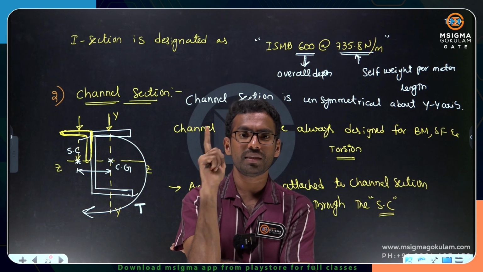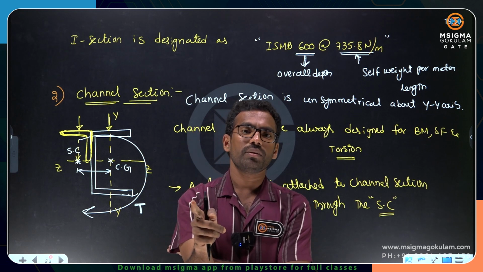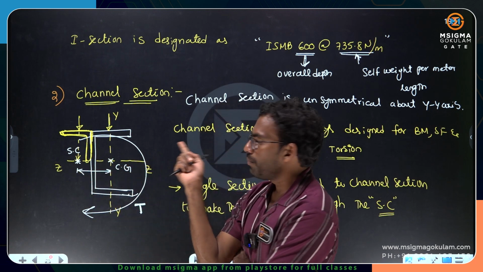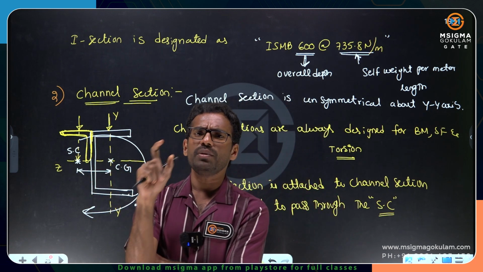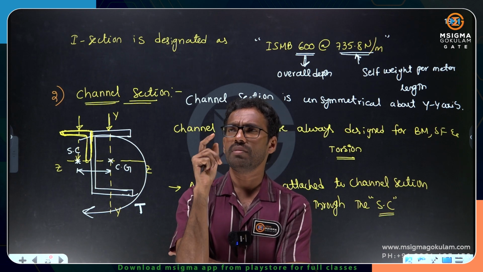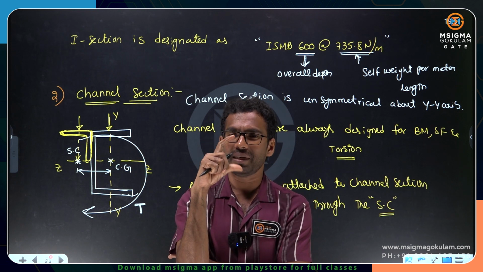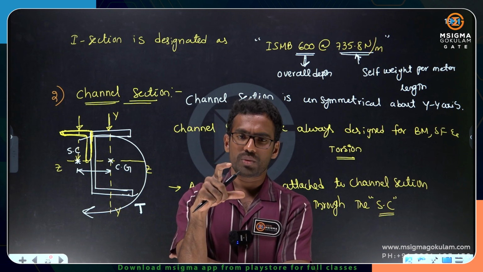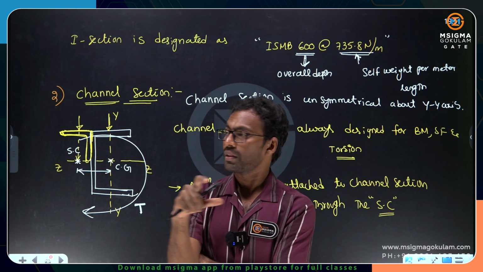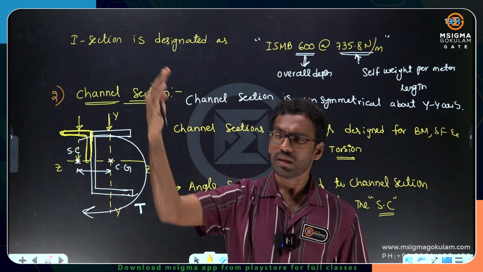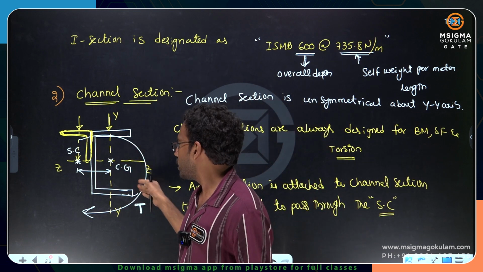For beams or girders, you always have to go for the I section only. Fine. But listen, every time you need not choose the best section. There are some beams which are subject to light bending, a little amount of bending, small loads. In such cases, every time we need not go for the best one. We can compromise with the channel section also.